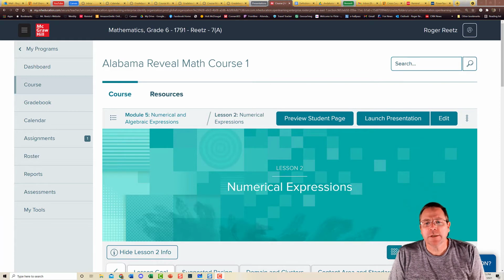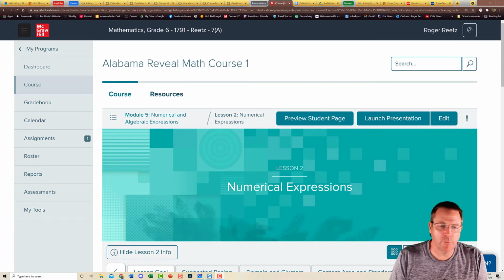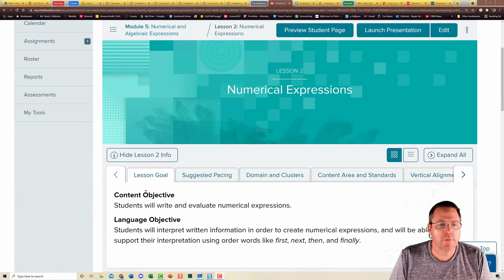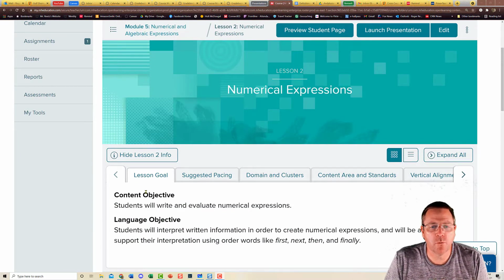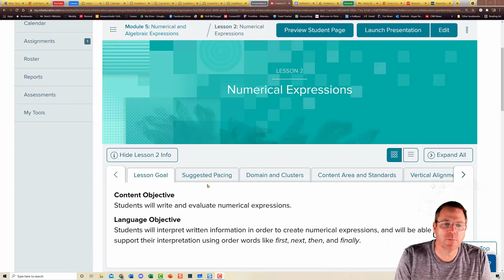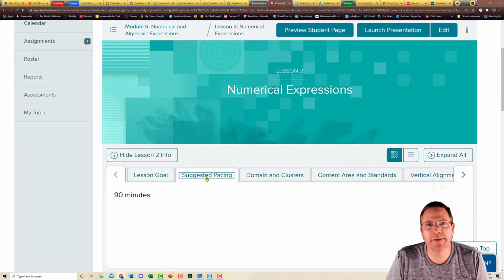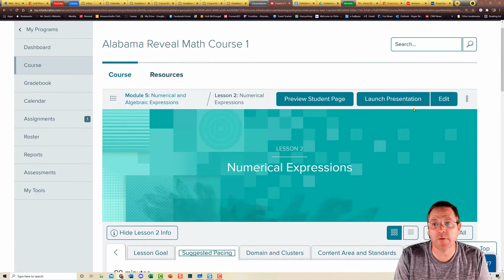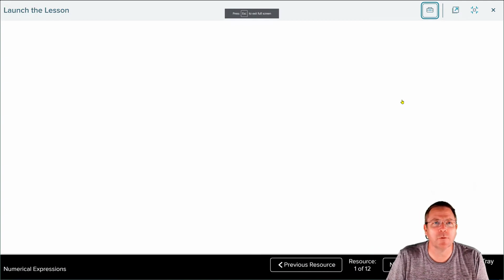Module 5, Lesson 2 deals with numerical expressions. The textbook says you have a content objective of students will write and evaluate numerical expressions, and it has a suggested pacing guide of 90 minutes, so this might just be a 2-day lesson, so let's get started.